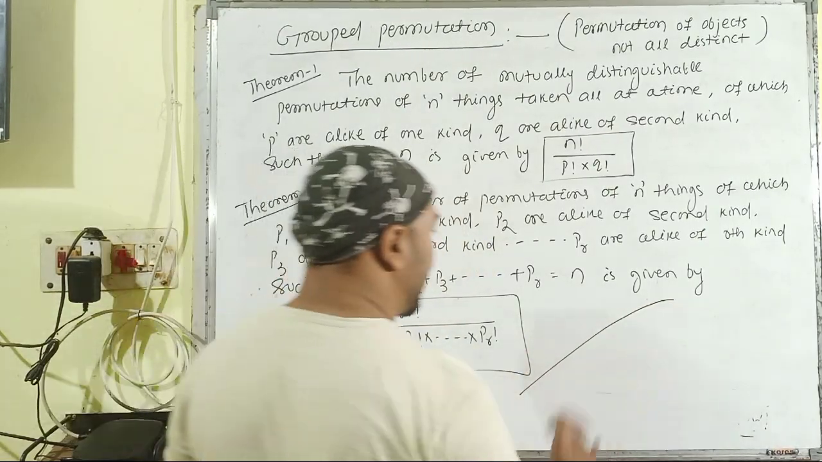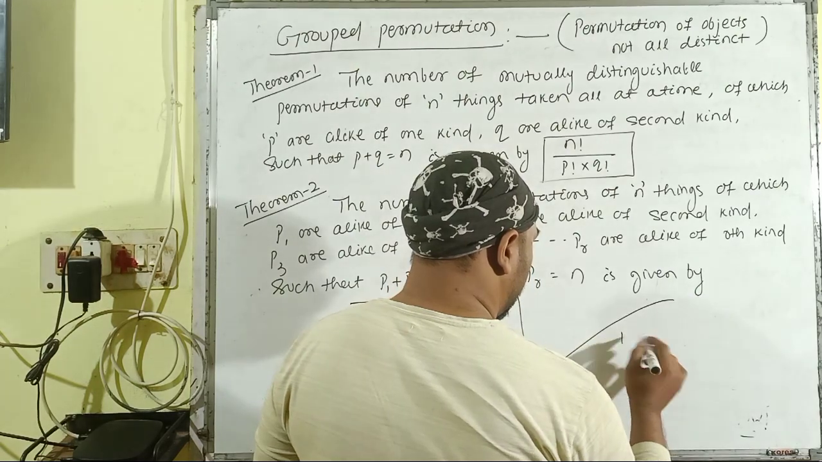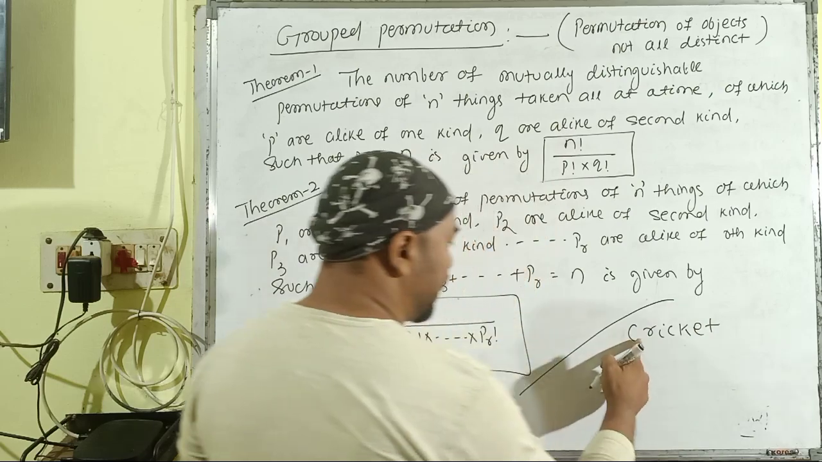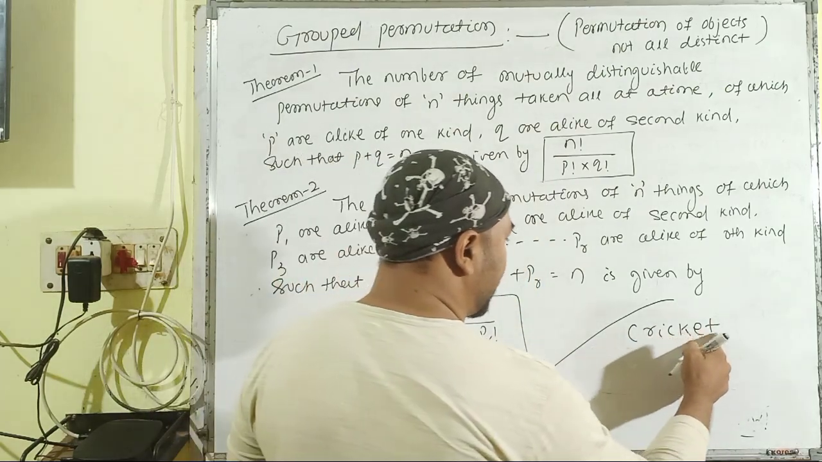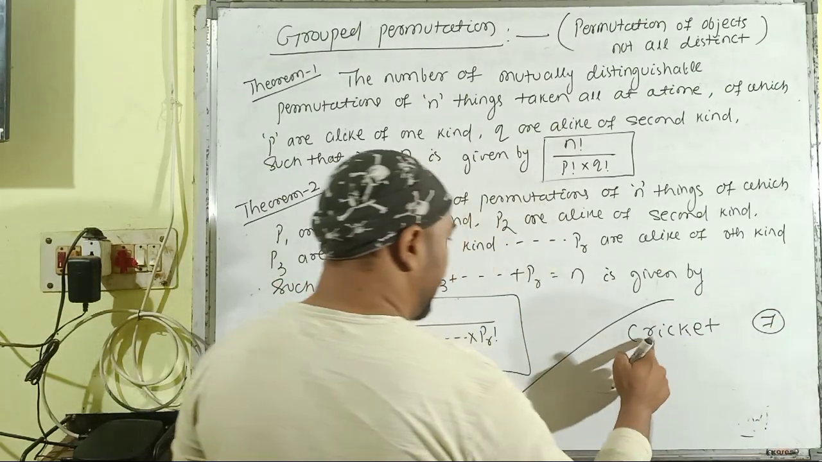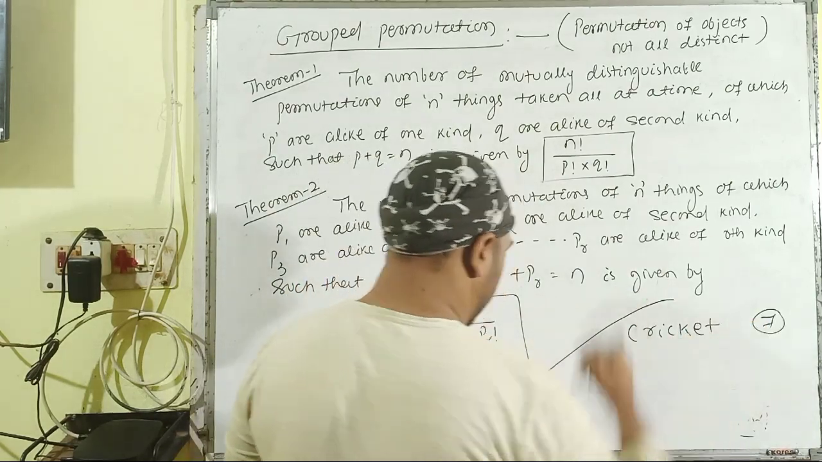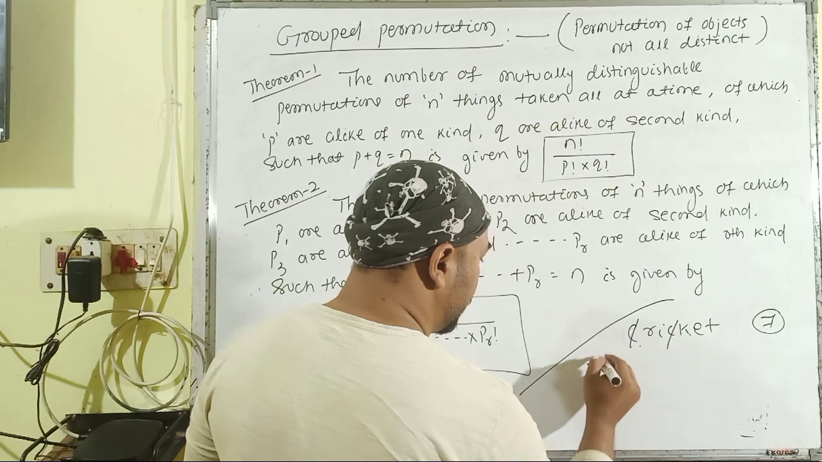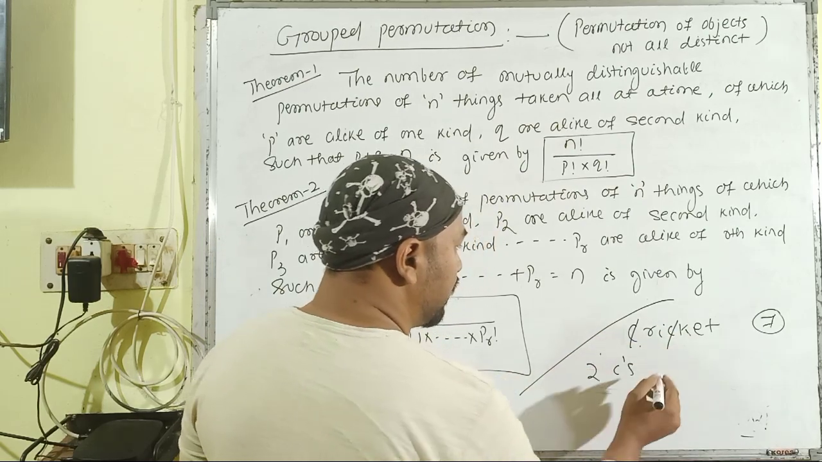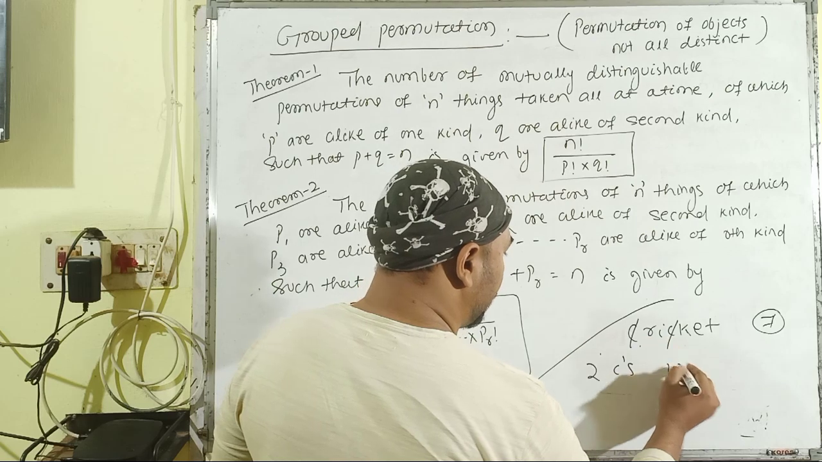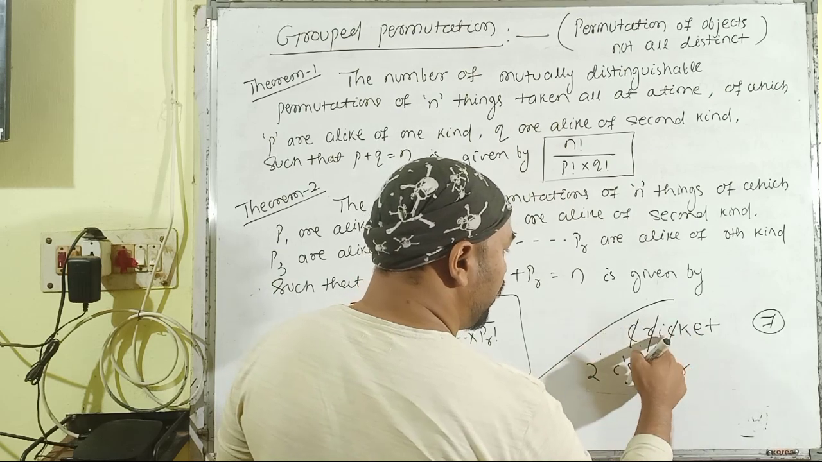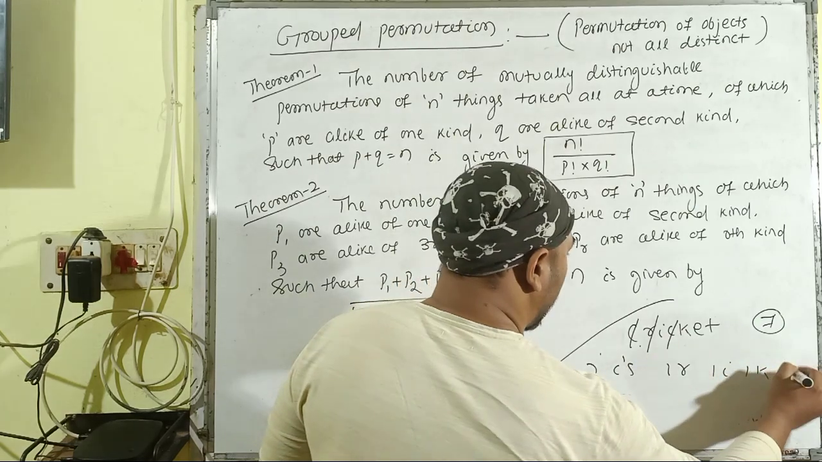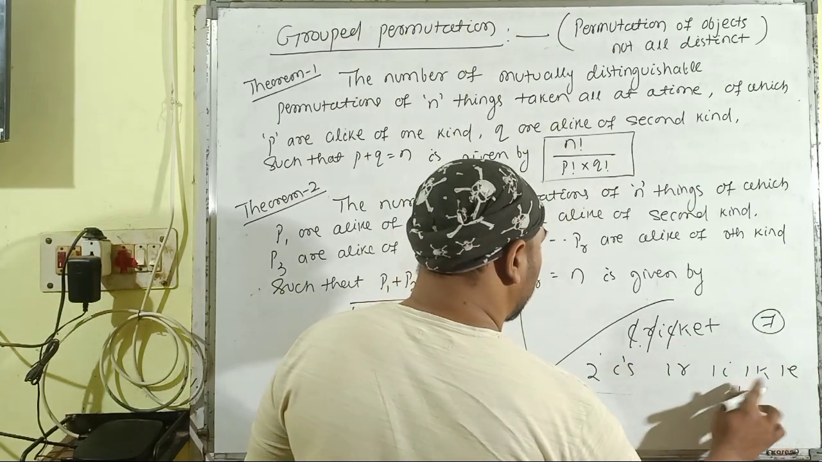Just let us consider. Suppose there is a word CRICKET. It contains 7 letters: 1, 2, 3, 4, 5, 6, 7. Out of the 7 letters, there are 2 C's. Then 1 R, 1 I, 1 K, 1 E, and 1 T.